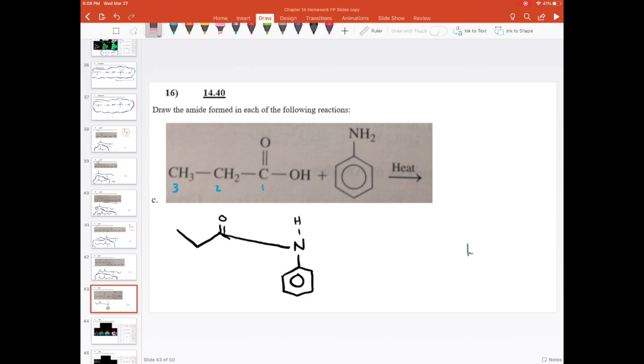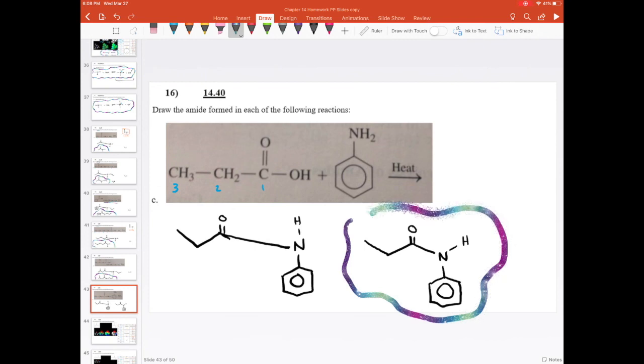Now you wouldn't want to leave the molecules like that. You'd redraw it with a more reasonably sized bond, and you'd have this amide as your product. That would be the amide, or amide, formed from that reaction.